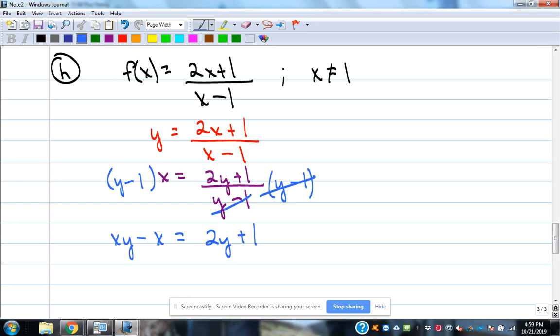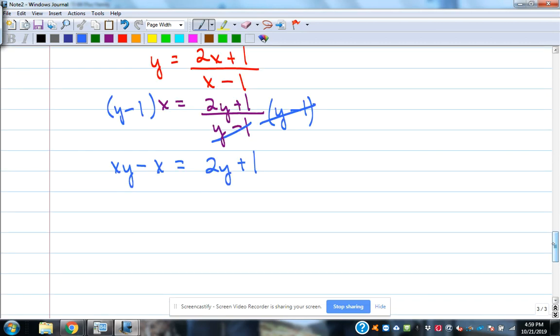So let's try to get all the like terms together. So what are the like terms in this problem if I'm trying to get y by itself again? I need all of the things that are not y at all together, and anybody that's got a y needs to be together, don't they? Okay, so I'm going to do that. I'm going to move the x by addition, and I'm going to move the 2y by subtraction. So that's going to give me xy minus 2y is equal to x plus 1.